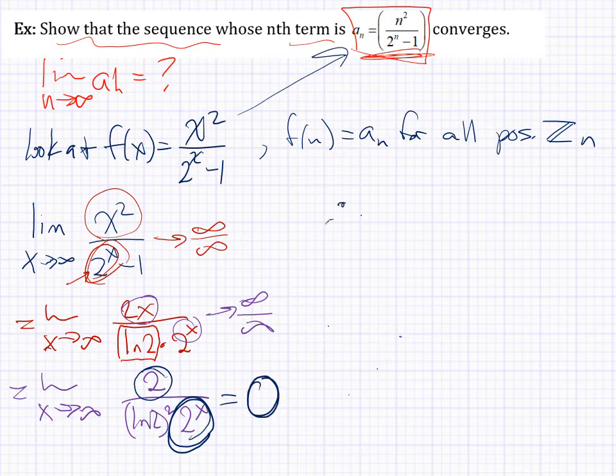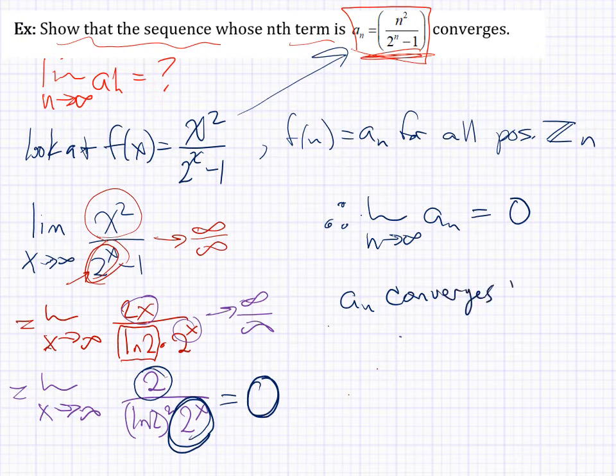So therefore, the limit as n goes to infinity of a sub n equals 0. So we can say the sequence a sub n converges to 0. All right, and using our function skills, we were able to get this done.